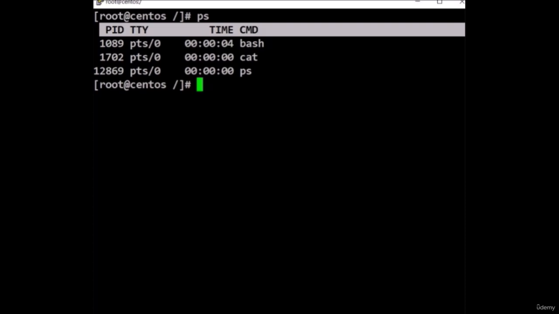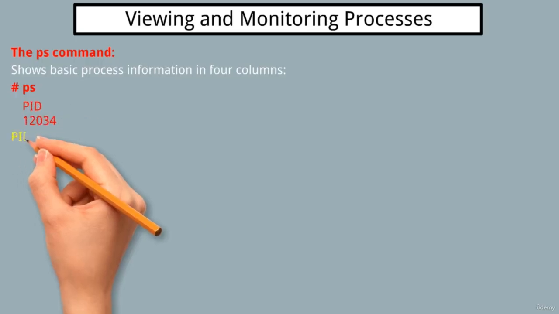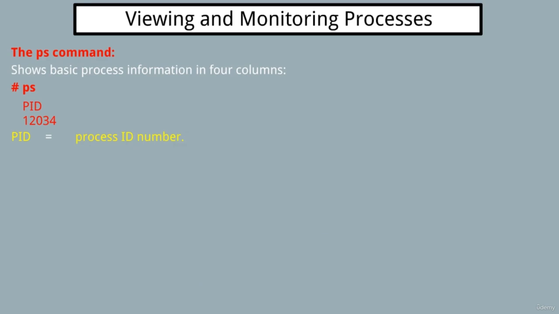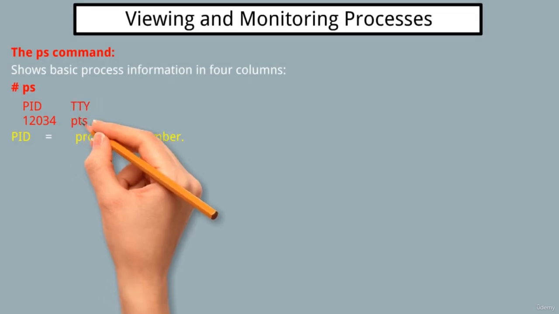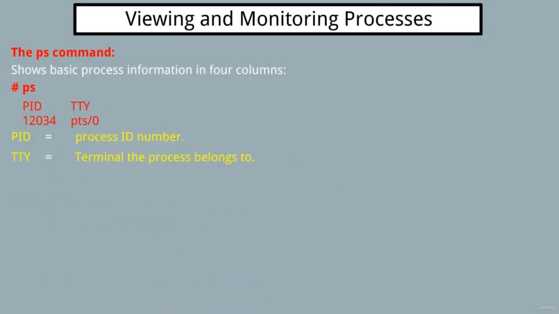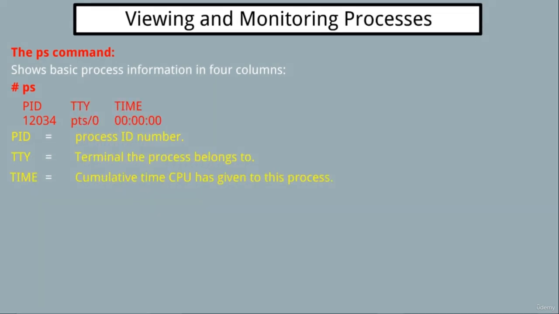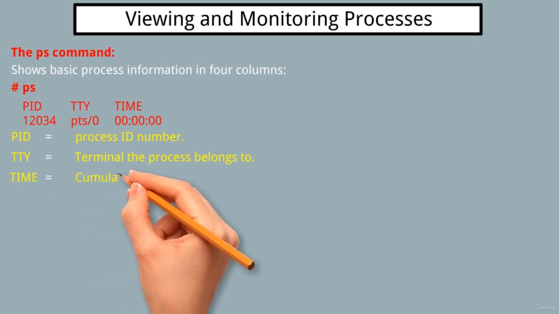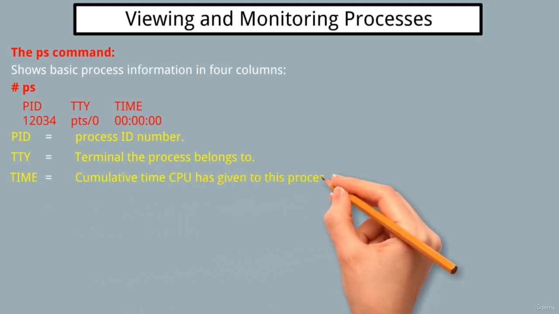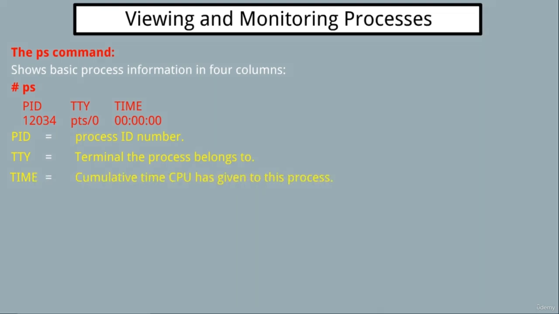The first one is PID, which stands for process ID number. That's the ID number assigned to any particular process. TTY is the terminal that the process belongs to. Time is the time the CPU has given to this process. The CPU usually assigns a certain amount of time to different processes depending on the priority, and this is where you can see that.